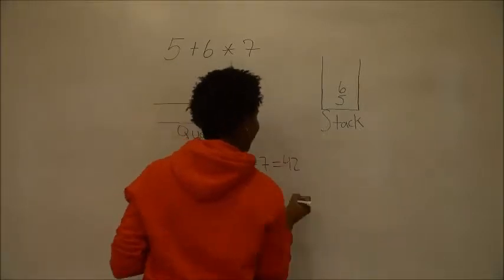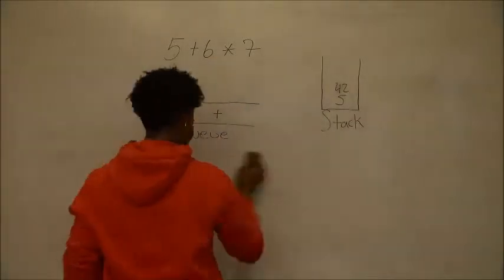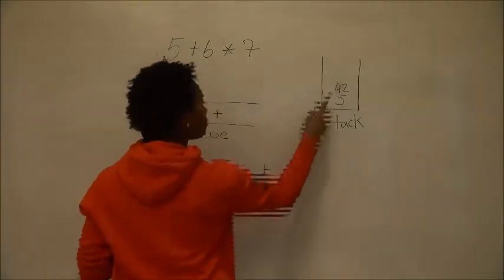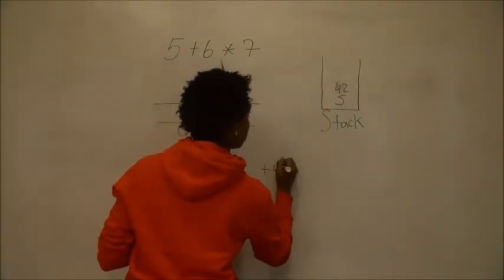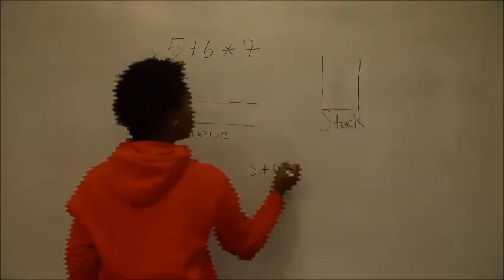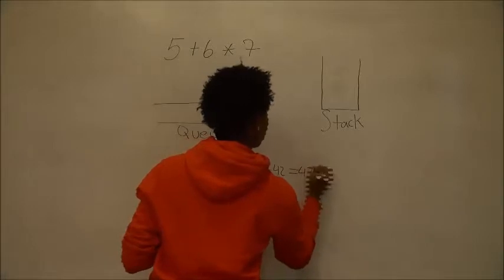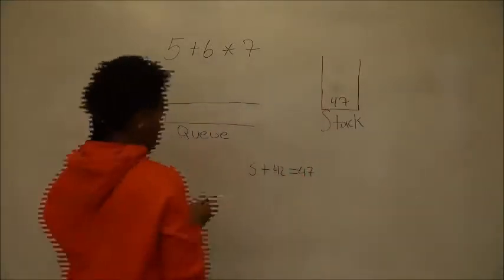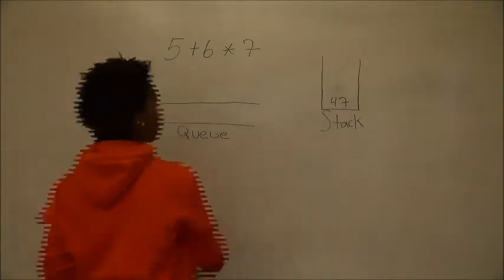We get 42, which goes back onto the stack. We reached another operator, which is pulled out. We take 42 and put it to the right, and we take 5 and put it to the left. We solve and get 47. 47 goes onto the stack. The queue is empty, and there's 1 number left in the stack, so our result is 47.